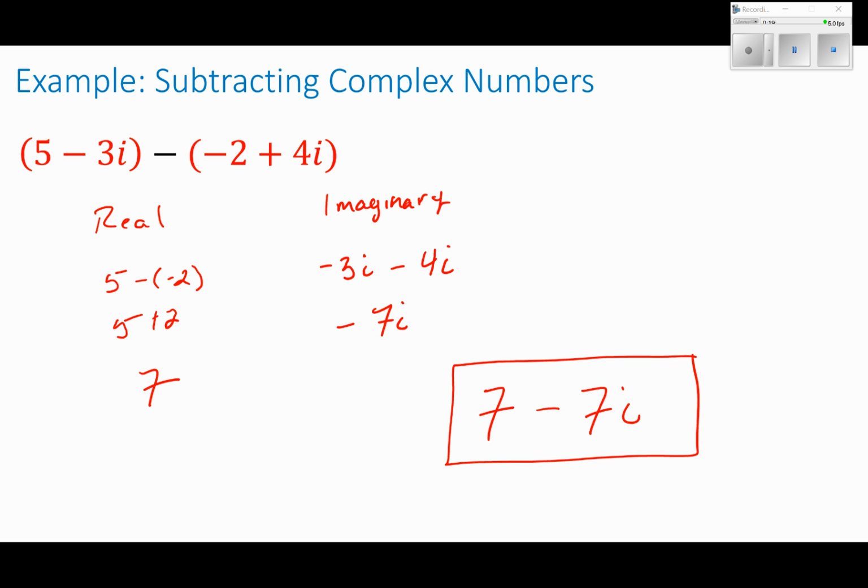That would be my final complex number after subtracting these two complex numbers. Still have a real part, and I still have an imaginary part of my complex number.